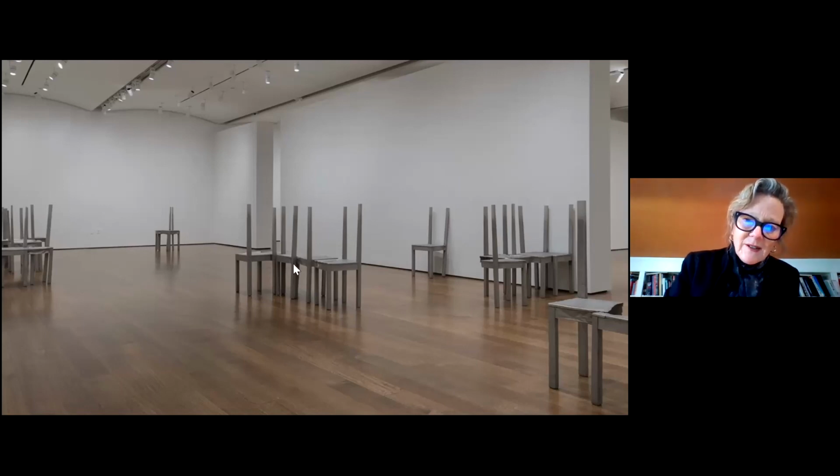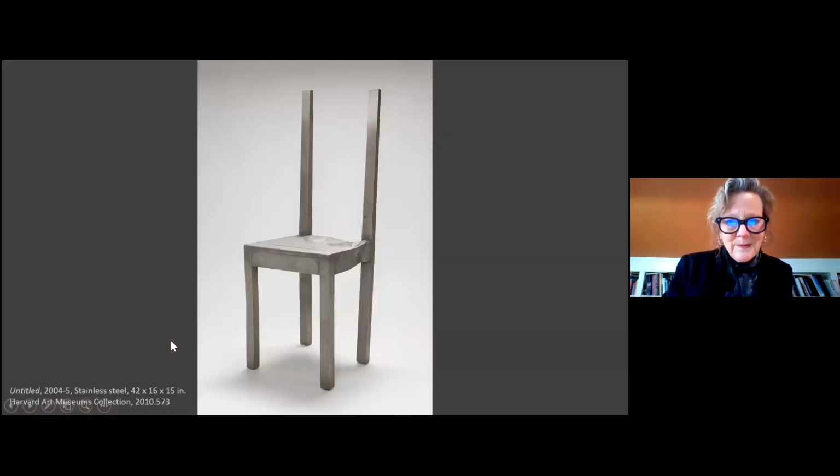Our chair at Harvard Art Museums is right here, leaning against the wall. You see from a distance, this whole right-hand side of it is bent and odd, and it's not really the kind of chair one would sit in. So let's look at it.